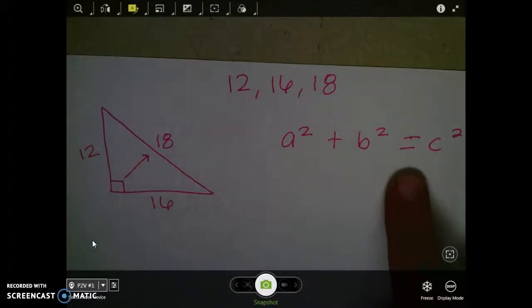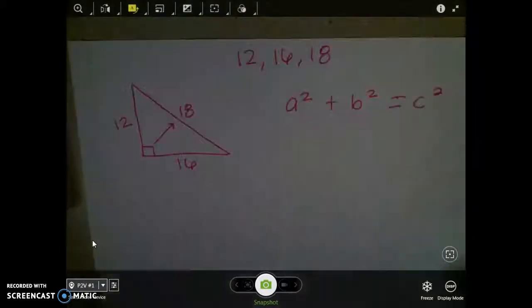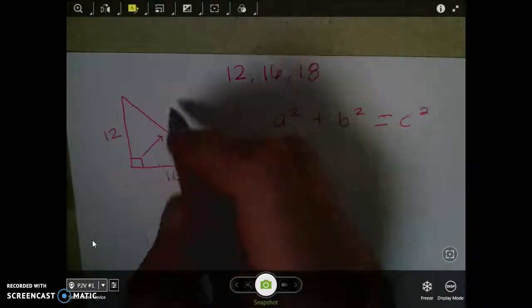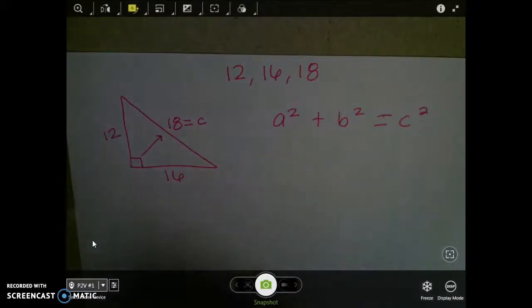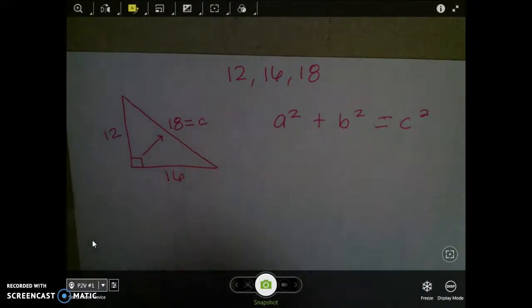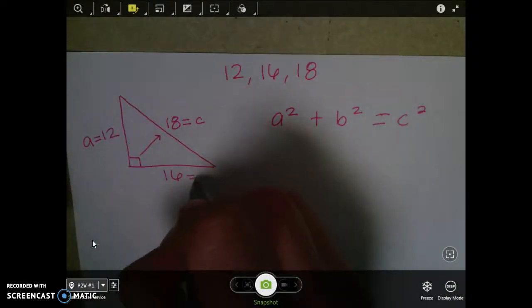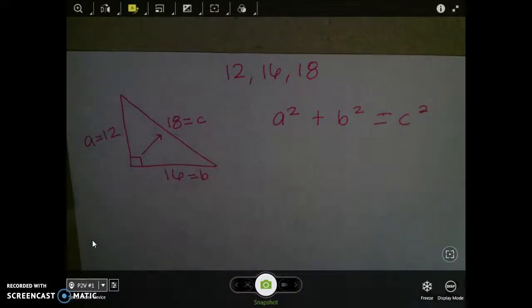Okay, so going back to our picture, c squared is the one that you need to start with. So c is the side across from the right angle, the hypotenuse, which is 18. Okay, 12 and 16 could be a or b or vice versa. It doesn't matter. So I'm going to say that a is 12 and b is 16. Okay, so now we're just going to plug all that into the Pythagorean theorem.